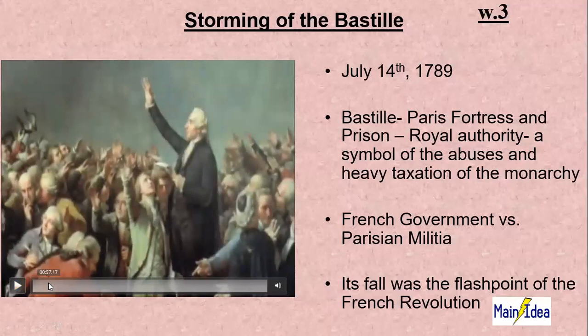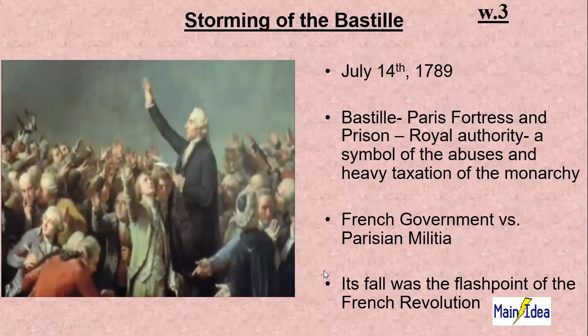The flashpoint of the French Revolution, you need to know this, the main battle was the storming of the Bastille. It's where the people basically took over a large building filled with gunpowder and all types of weapons. And it was a symbol of the abuses and heavy taxation of the French government. Basically, the people rose up and took over. The storming of the Bastille, the fall of it, was the flashpoint of the French Revolution. You need to know that. Watch that video. Video 14, I believe.